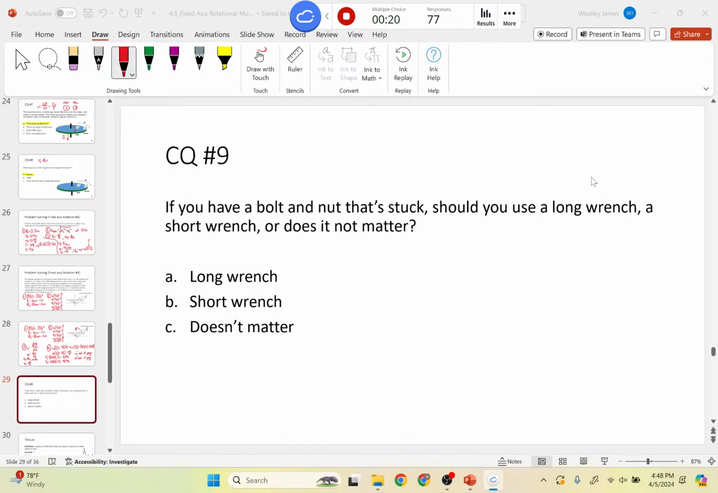And this is true of anything that's stuck that you want to get unstuck. All right, we'll go to 45 seconds. If you don't know, just guess. 5, 4, 3, 2, 1. It is the long wrench. Most of us knew that. If you didn't, that's okay. You're going to learn why today. So you're going to use the long one.